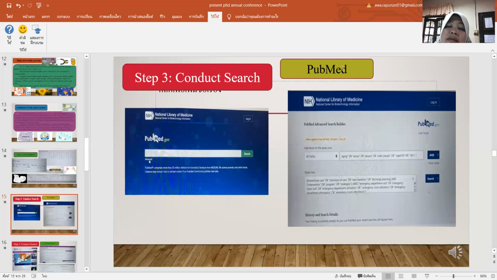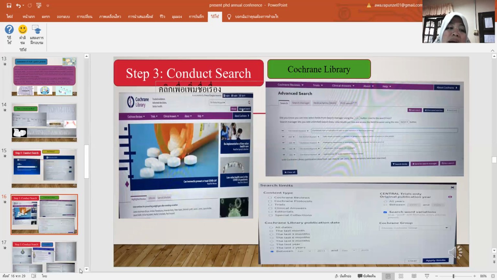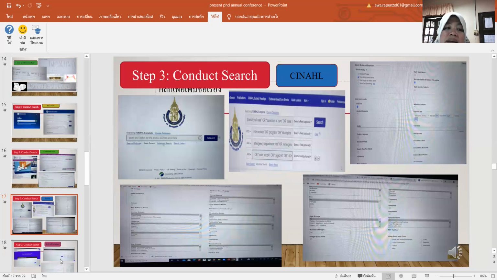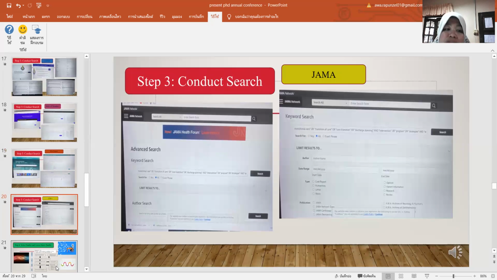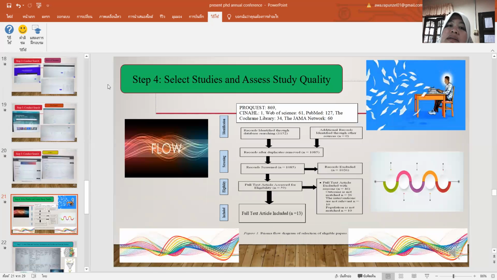Step 3, conduct search. The examples are PubMed, Cochrane Library, PsycINFO, Web of Science, ProQuest, JAMA. Step 4, select study and assess study quality. This study used the PRISMA flow diagram of selection of eligible papers. The last step is include the full text articles, which included 13 studies.